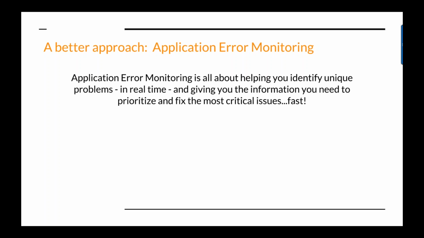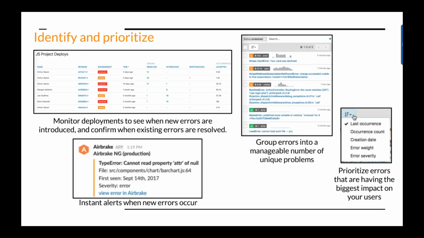So application error monitoring is really about helping you identify any unique problems that happen in real time and giving you the information you need to prioritize and fix those critical issues as quickly as possible. At its simplest, that's what we do: when something goes wrong, we tell you about it and we help you get it fixed quickly.